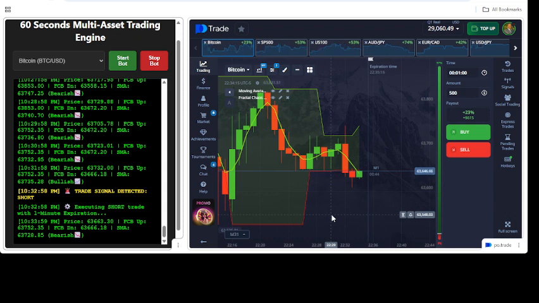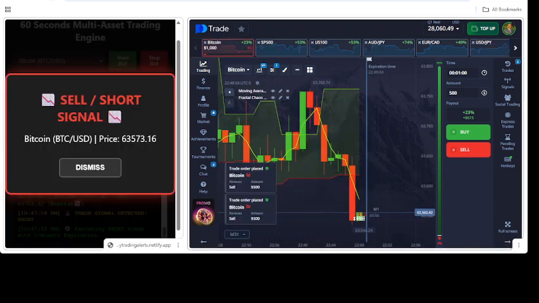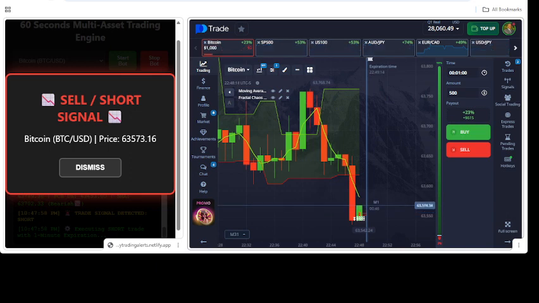Okay, so we won that trade. It was pretty close, but caught the entry at the right time. So I'm going to pause the video and wait for the next Bitcoin trade alert. Okay, so I just received another sell alert here on Bitcoin, and I went ahead and took a sell trade here. Actually, I think I took a couple of sell trades here. Here's the alert, the pop-up alert.